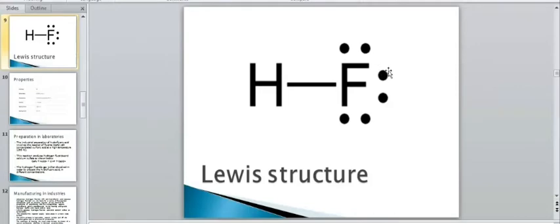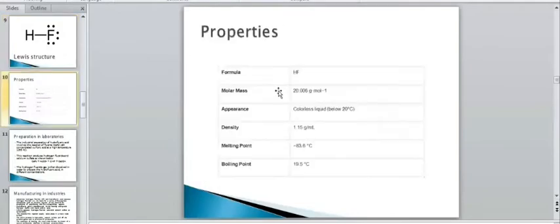So these seven atoms and this one atom, seven electrons and one electron, make the bonds, a single covalent bond, and fluorine completes its octet rule, and hydrogen completes its duplet rule. Now let's discuss the properties of hydrogen fluoride.